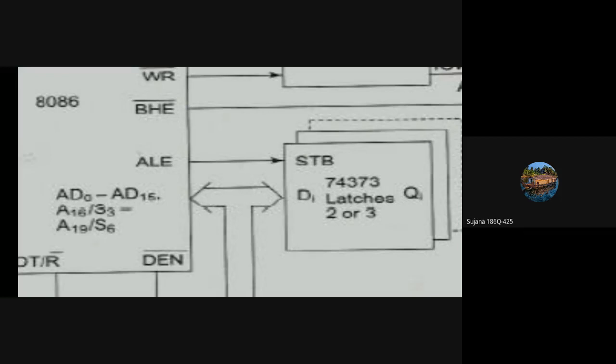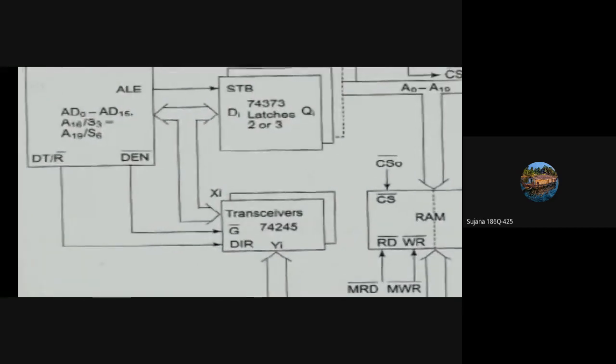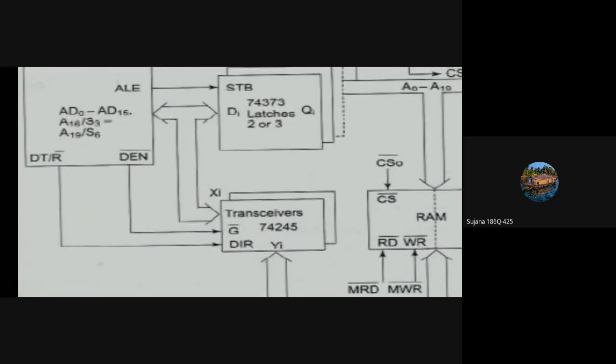Next we have transceivers connected to the microprocessor. Transceivers are nothing but bidirectional buffers. You can remember that latches are simple buffered output circuits, where we get zeros and ones. This is a single-directional thing, and transceivers are bidirectional.